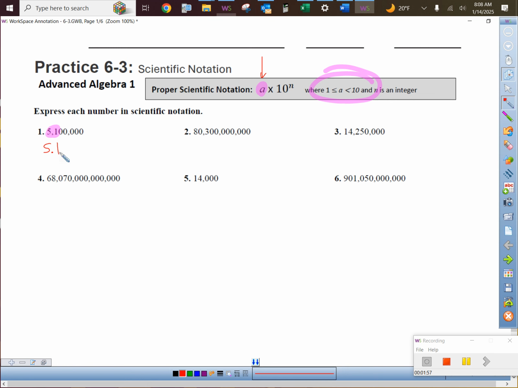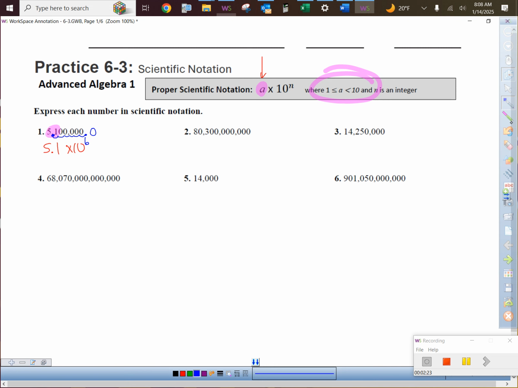Then we put this times 10 to the, and here's what you got to do. You kind of got to count how many places you moved the decimal. Are you cool that the decimal really was right there? Didn't we move it 1, 2, 3, 4, 5, 6 places? Isn't that how many times we've moved it? So that's why that's going to be times 10 to the 6th. Every time you move a decimal, it's another power of 10, like 10, 100, 1,000, so that's why.